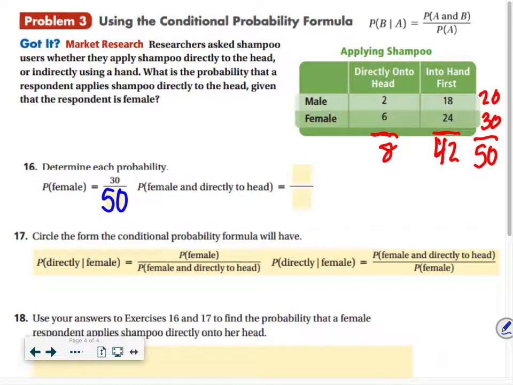No. 6 over what? 30. No, 50. Is there a bar here? No. So 50.